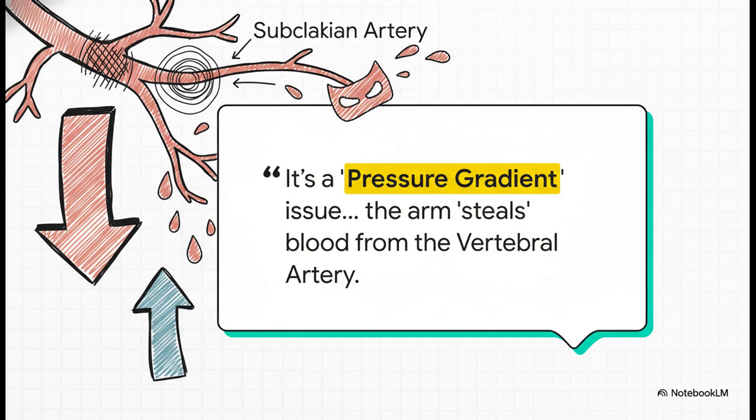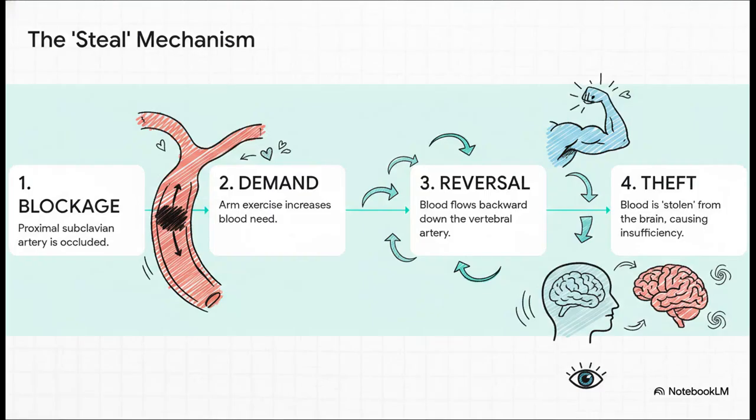It's all a pressure gradient issue, Dr. Collins. It's physics. If that proximal subclavian artery is blocked, the arm is desperate for blood from somewhere else. So it steals it right from the vertebral artery. So the blood actually reverses course. It flows backward, down the vertebral artery, away from the brain and into the arm.